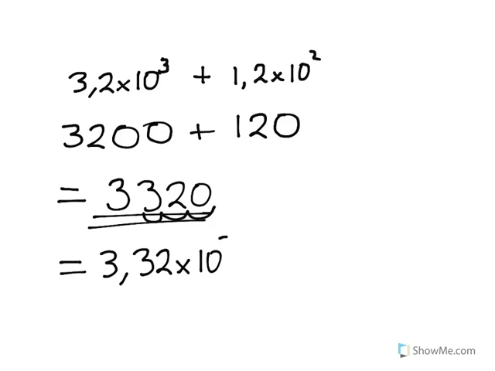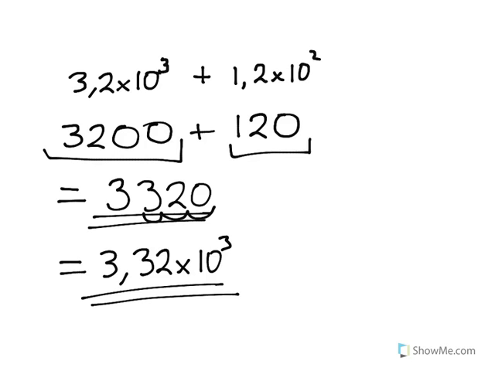1, 2, 3. So this is the answer we would get using this technique. And you have to. You cannot add and subtract and keep it in indices form. You have to, with addition and subtraction, go back into the original non-scientific form and then add or subtract. Always. So this was how you add those two terms together.